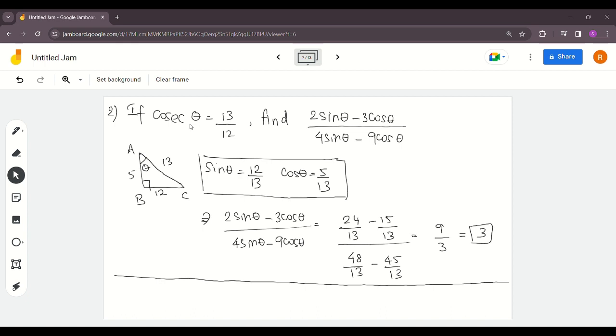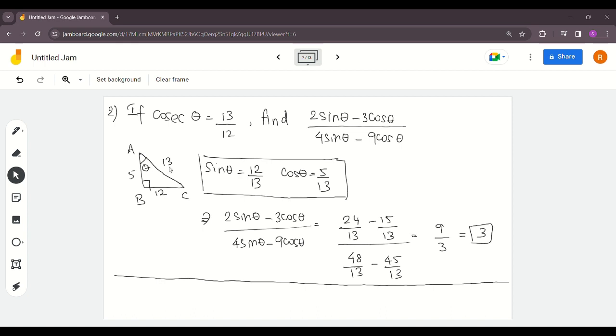So what is cosecant basically? I already told you cosecant is hypotenuse divided by opposite side. So what I am doing is directly I am writing hypotenuse as 13 and I am writing opposite side as 12 because that is what is being given here. So hypotenuse divided by opposite side.